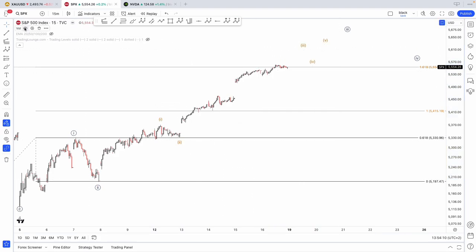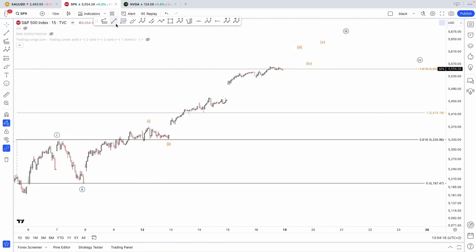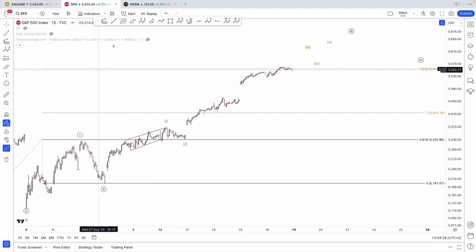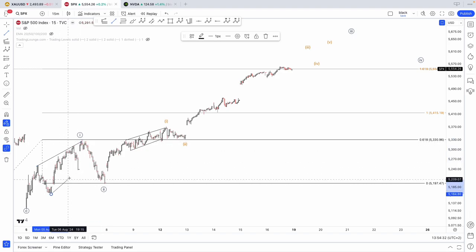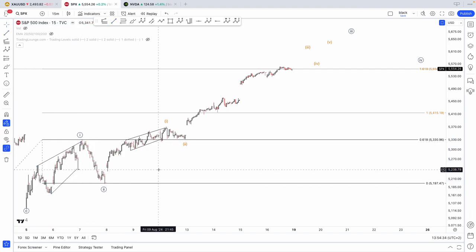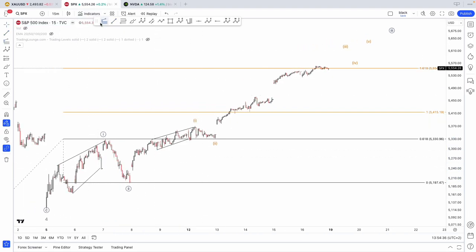Let's also try to look at some volume. Oh yeah, we don't have volume here on the cash market. I forgot about that. You could say it's a 1, 2, 3, 4, 5. Maybe something like this, but then you could argue you already got a leading diagonal here into wave 1. How likely is that? I can see that happening.